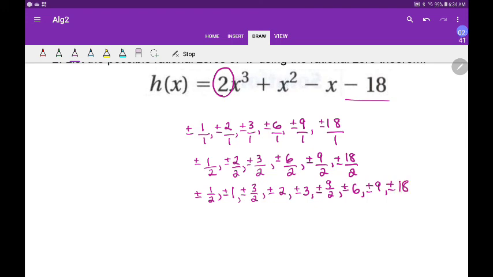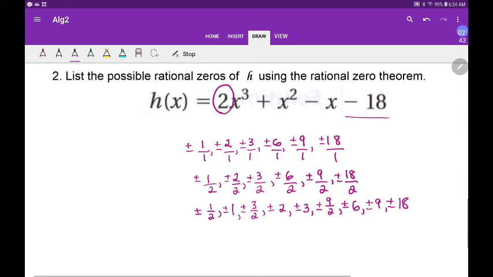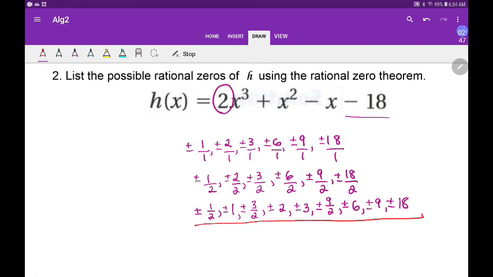Those are all the possible rational zeros. Here they all are. They're all rational numbers, even the ones that aren't over 1 anymore, because we know that's what that means. Okay? So now if I were to keep going, I guess I would try this one and see where that led me, but we'll do that later in a different problem.